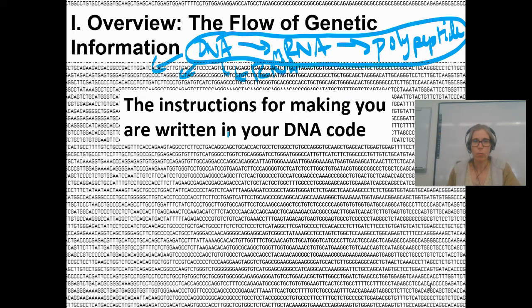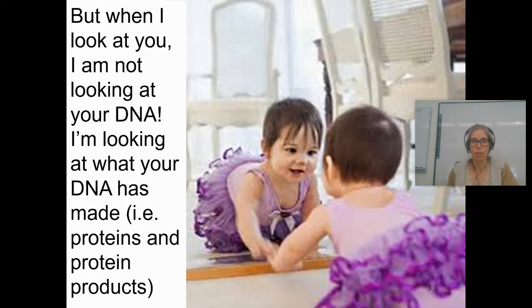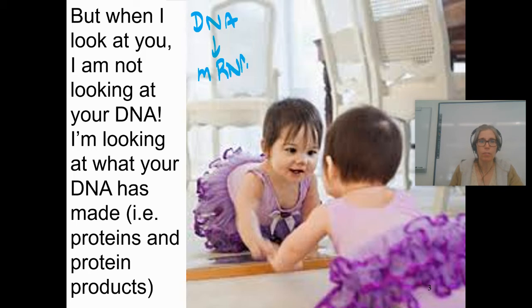So the instructions for making you are written in your DNA code. One important point, though, is that when I look at you, I'm not actually looking at your DNA. I'm looking at what your DNA has coded for. So we just said that some DNA codes for messenger RNA, some for other RNAs, and then messenger RNA codes for polypeptides. So when I look at you, what I'm looking at to some degree is your polypeptides, right? Those are folded and you have a protein, but that's not all of you.